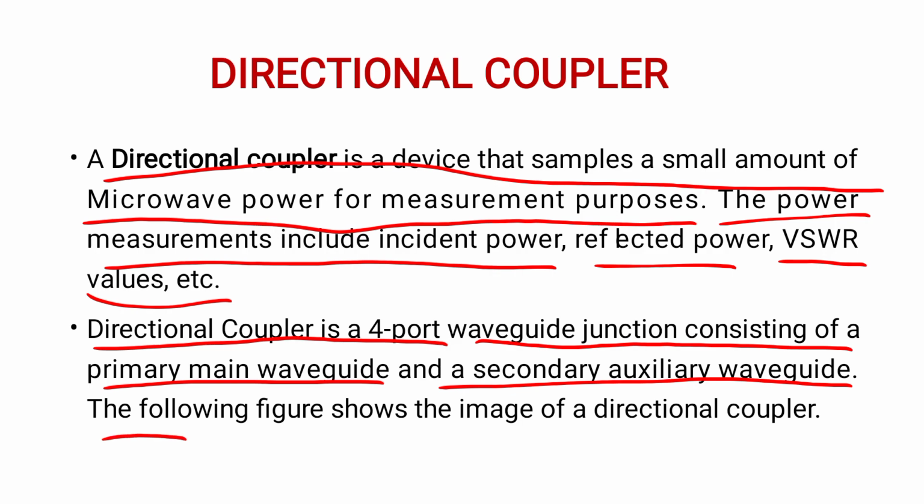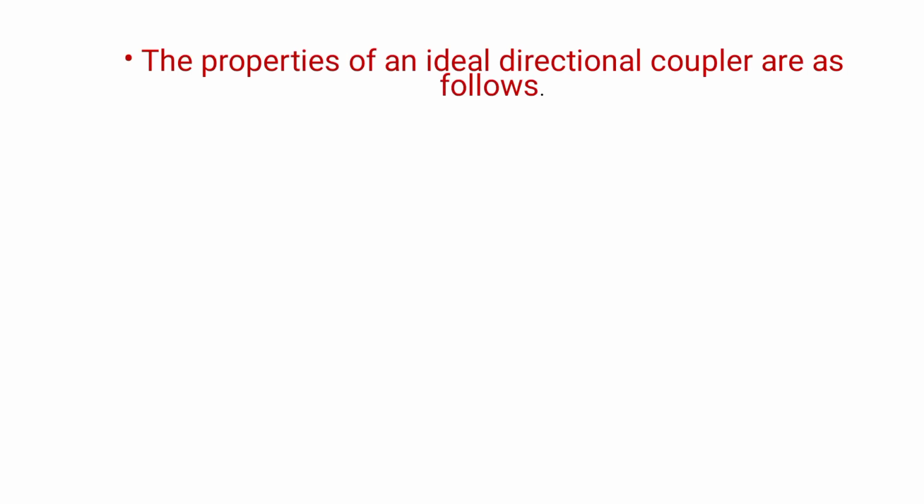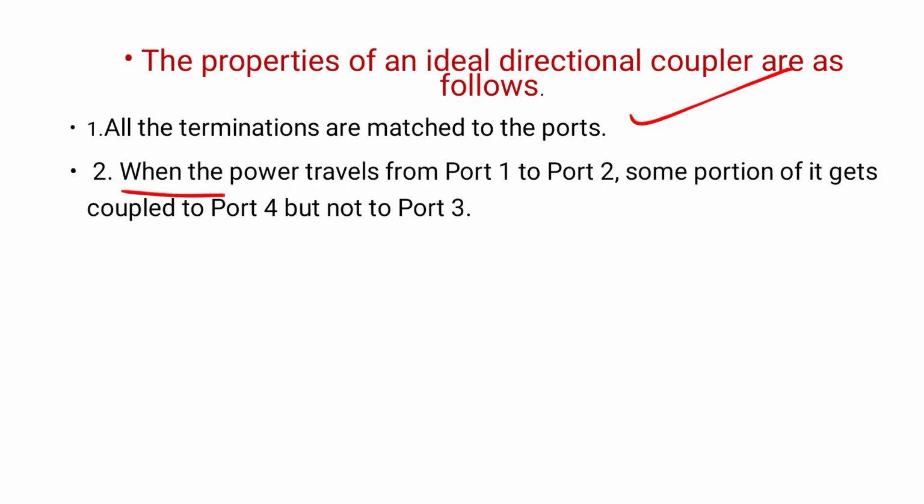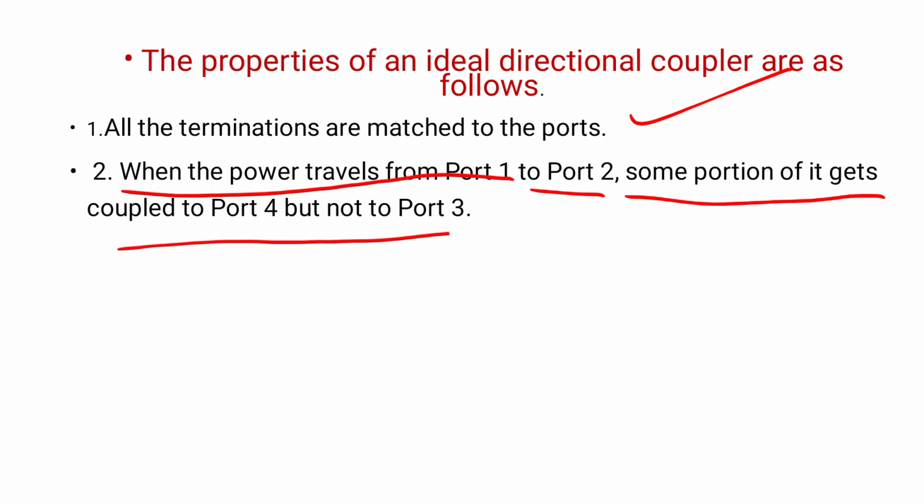Okay, now let's see some of the properties of an ideal directional coupler. Let's see. In an ideal directional coupler, all the terminals are matched to the ports. We know here we have four ports and all the terminals are perfectly matched to all the ports. And when the power travels from port 1 to port 2, some portion of it gets coupled to port 4 but not to port 3.